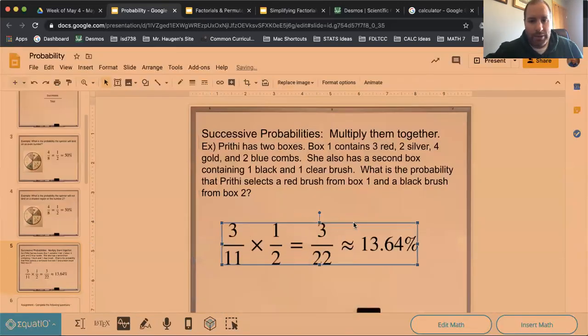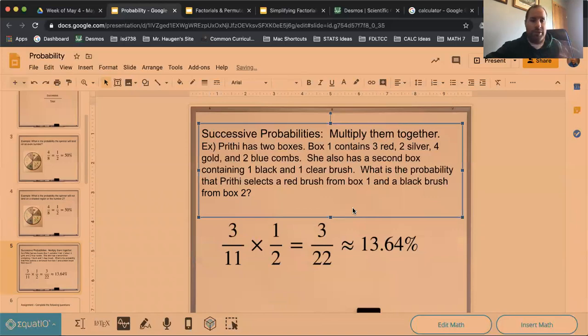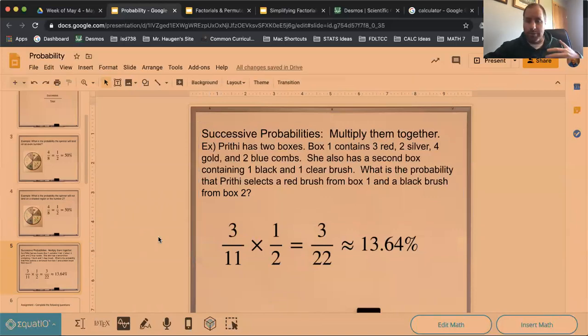So that's the main stuff with probability. Again, not going too in depth here. We're just getting those basics. But the thing people will forget is that successive probabilities need to be multiplied.